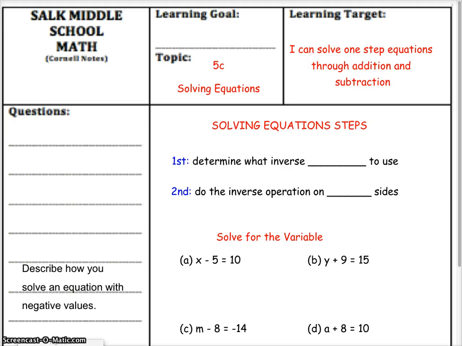The first thing you want to do is determine what inverse operation you're going to use. This is typically done in our head. You don't have to write that down. And then second, we do it on both sides. We are maintaining that balance.